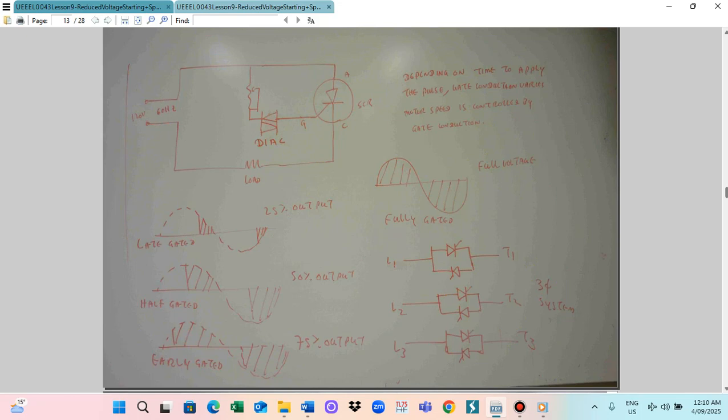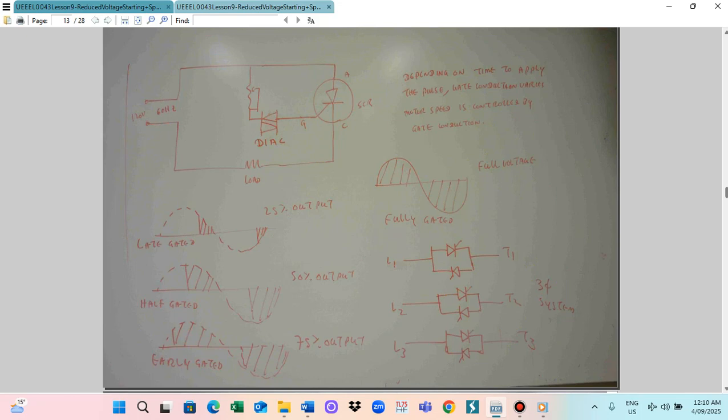So this is early gated. Early gated is a 75% output. And then we use a fully gated. So this is 100% output. This is full voltage. This is fully gated.